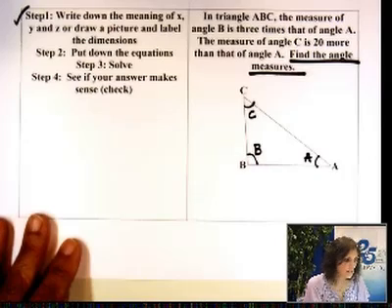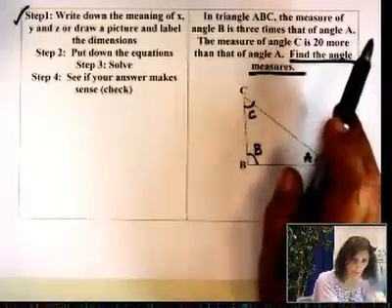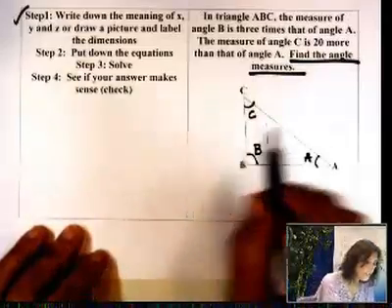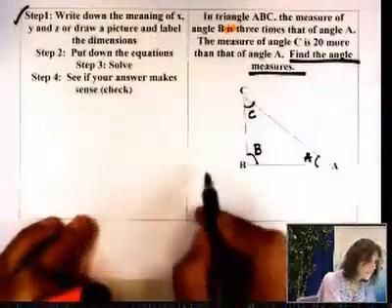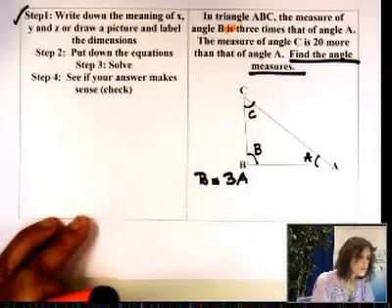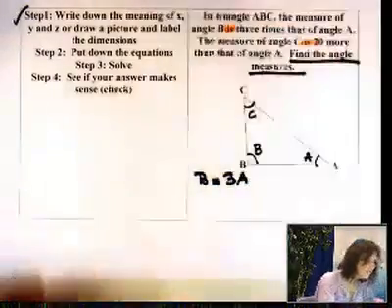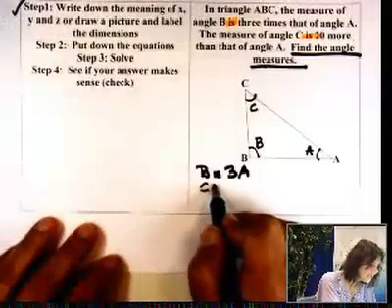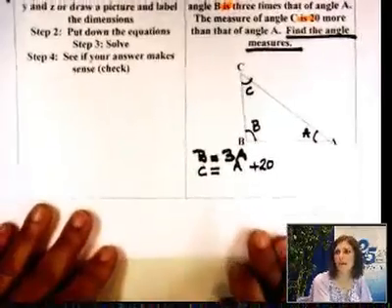Now let's put down the equations. It says the measure of angle B is 3 times that of angle A. So that means B is 3 times A. That's the first equation. Now, the measure of angle C is 20 more than that of A. So C is 20 more than A. Does it make sense? All right.